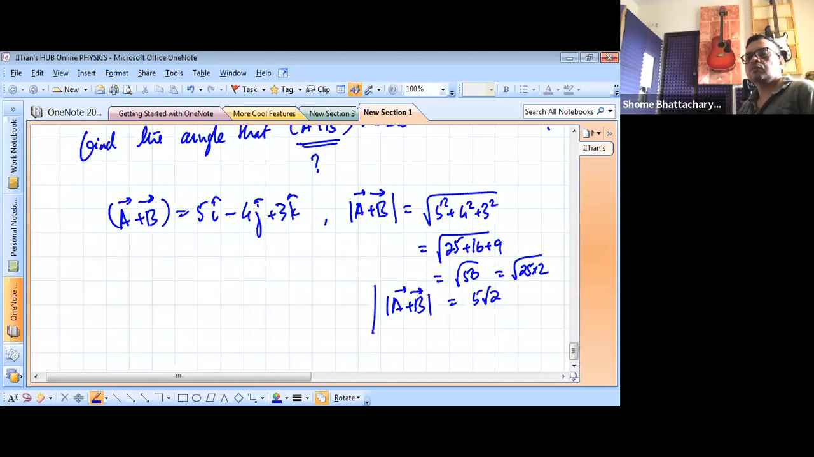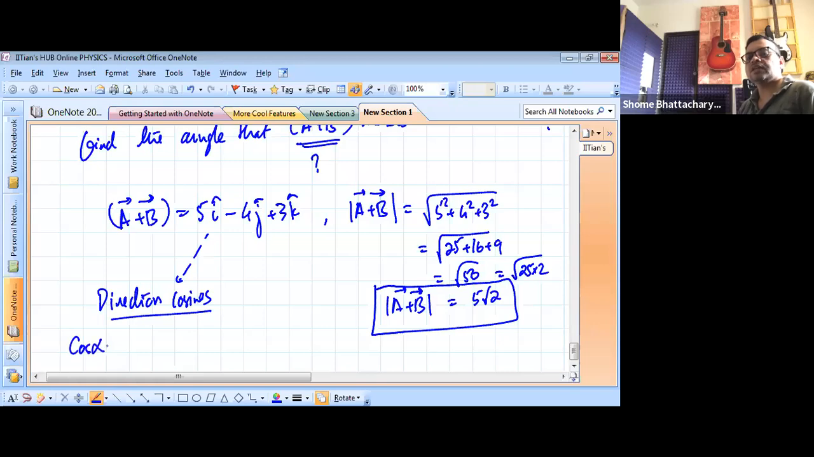Okay. So now we know that for any given vector, the direction cosines are such that the angle with the x-axis is such that cos alpha is the x component divided by the magnitude. Cos beta with respect to the y-axis is the y component divided by the magnitude, and cos gamma with respect to the z-axis is the z component divided by the magnitude. Okay, so these are the individual angles.